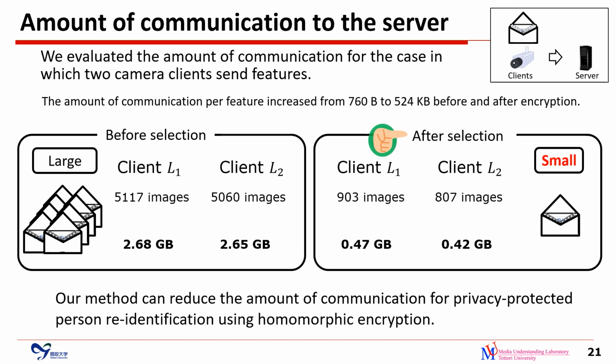After selection, the number of pedestrian images was reduced to about 900 for L1 and about 800 for L2. The amount of communication of our method was 0.47 gigabytes for L1 and 0.42 gigabytes for L2. Our method can reduce the amount of communication for privacy-protected person identification using homomorphic encryption.